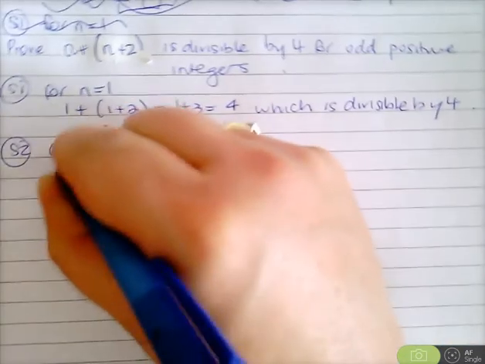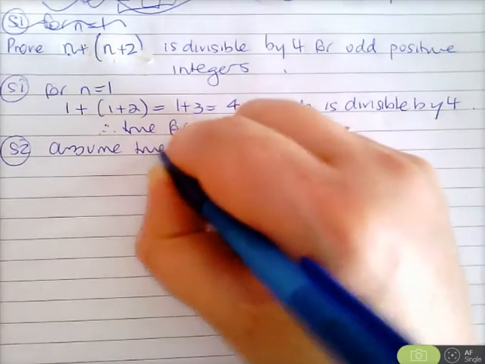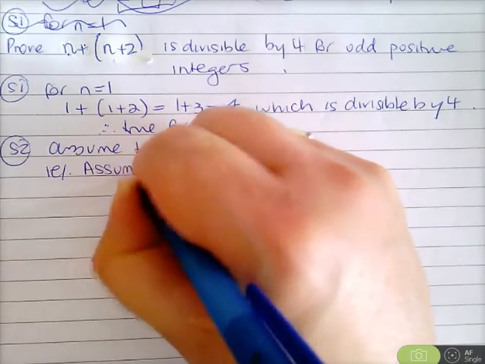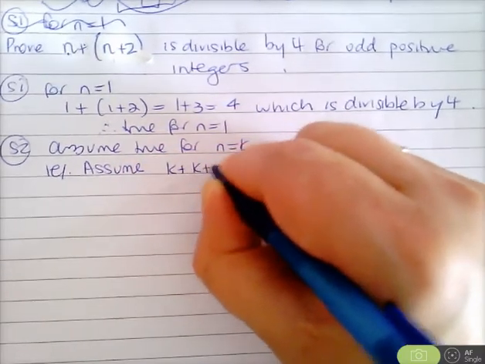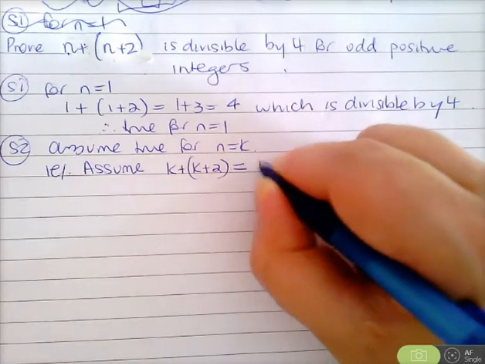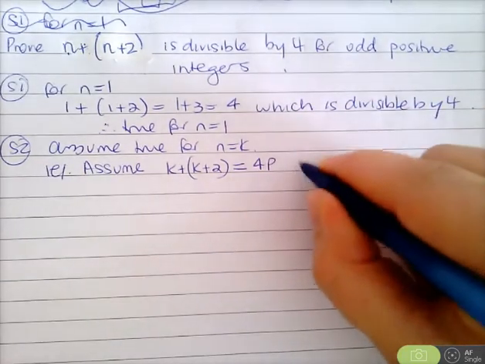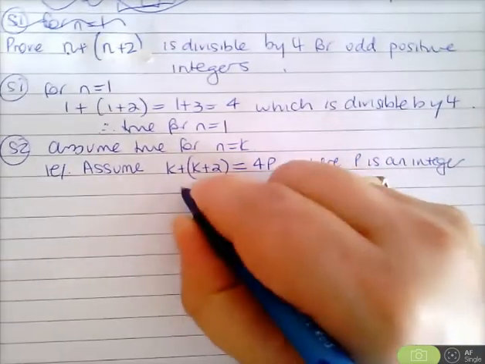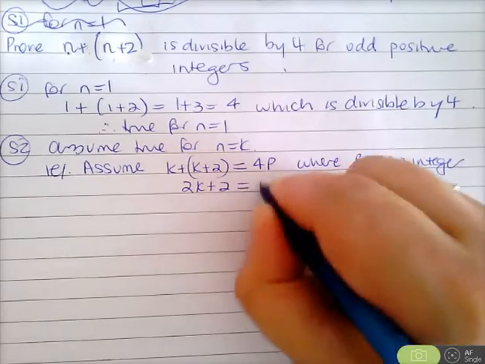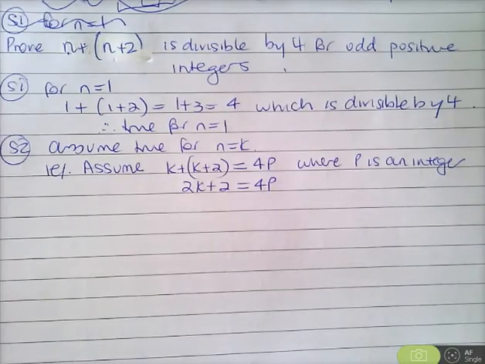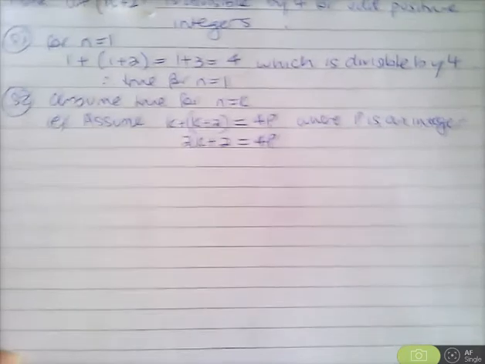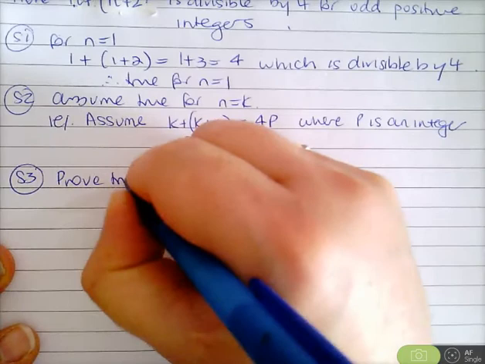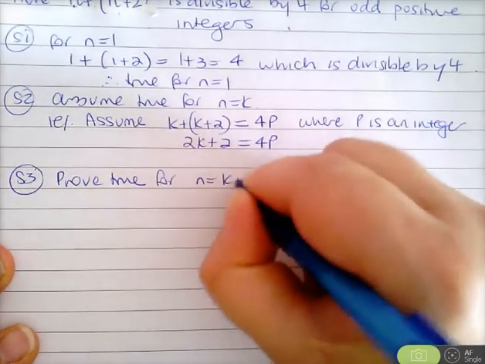Step 2, assume true for n equals k. That is, we want to assume that 2k plus 2 equals 4p, where p is an integer. We'll just see what we need to substitute later, just leave a line. Okay, step 3, we want to prove true for n equals k plus 1.